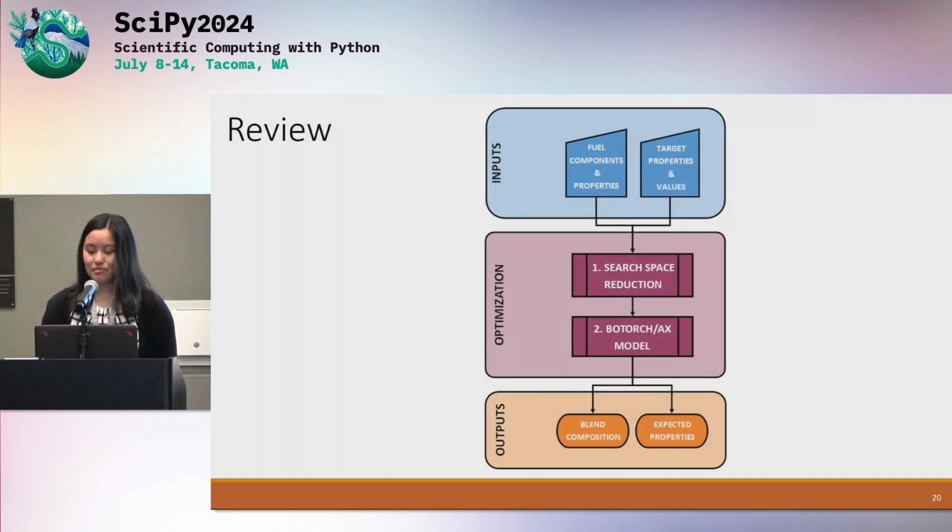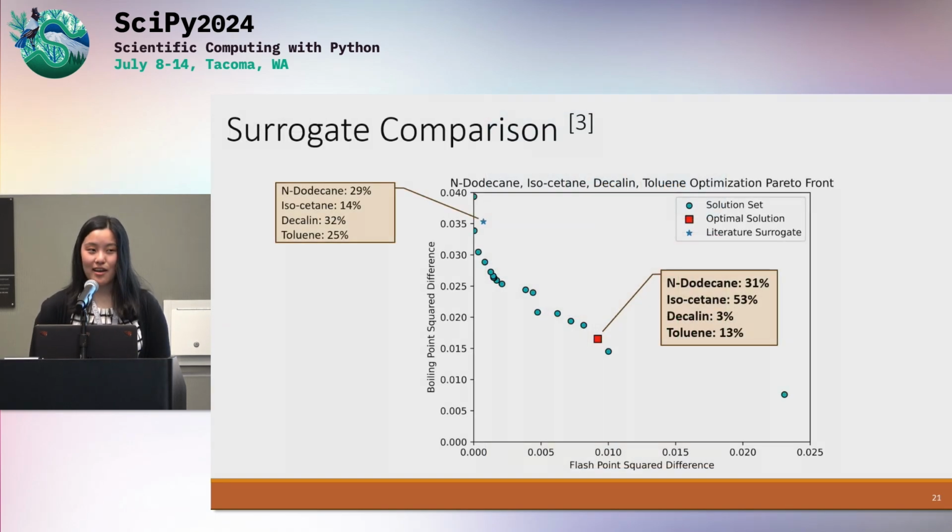So to recap, we use target property values and possible fuel components to identify an optimized blend and predict its expected properties. And we do that by first reducing the search space to a best performing component combination, and then find the optimal blend ratio of that combination with a multi-objective optimization. So now we get to have a little fun with it and see what we can do.